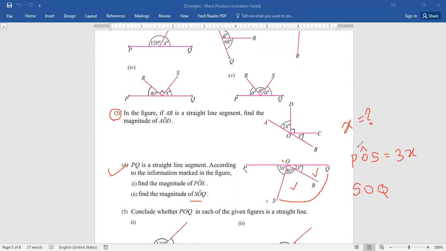Now, do what you know. Go step by step. Do what you know. Right? Go step by step. In the previous question, I did it step by step, so you know how to do it now.